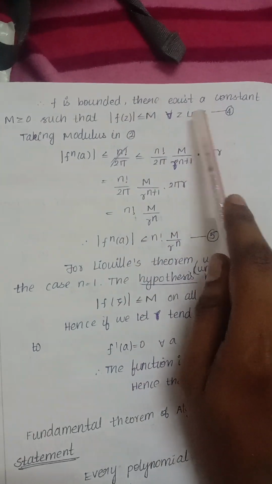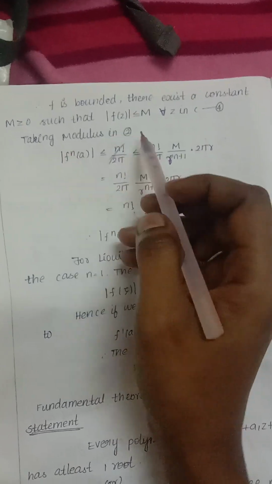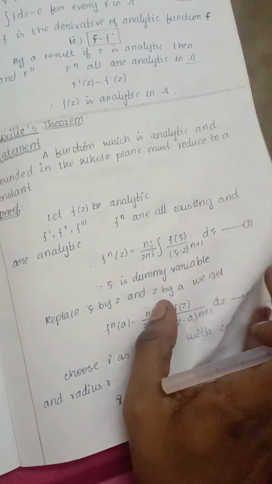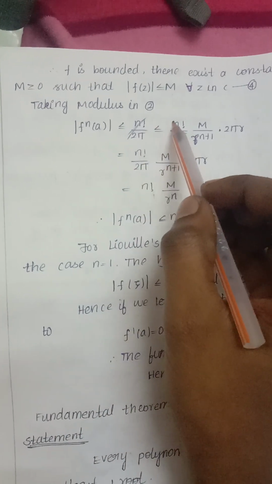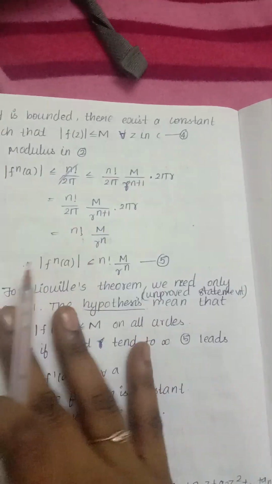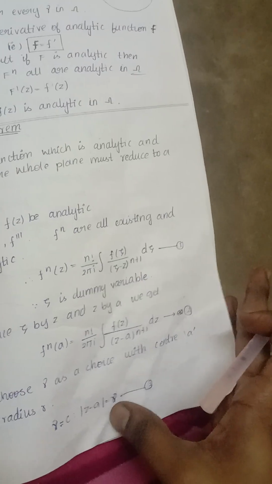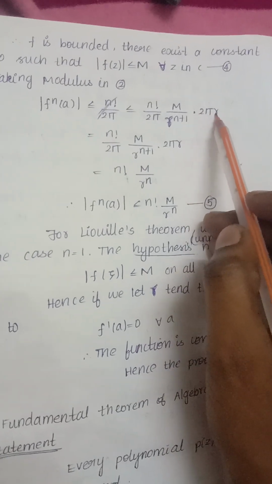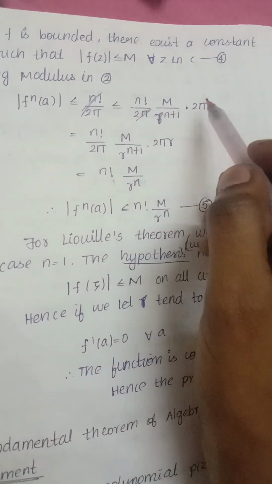From the question we know the function is bounded and there exists a constant M greater than 0, so modulus of f of z is less than or equal to M for all z in C. Taking the modulus of the second equation, we get modulus of f^n(a) equal to n factorial divided by 2 pi, with f of z replaced by M, z minus a equal to R, so R to the power n plus 1, and dz is the circumference of the circle, 2 pi R.